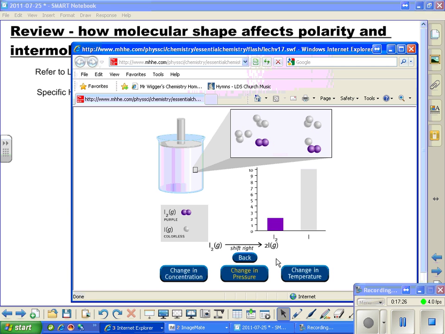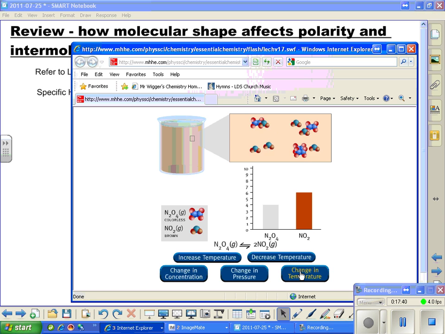See, we couldn't put any gas in from the outside. We couldn't take gas out. All we did was change the size of the container. Okay, so that's the change in pressure. And the last one is temperature.